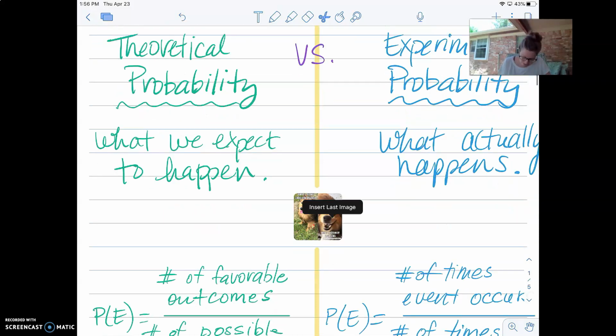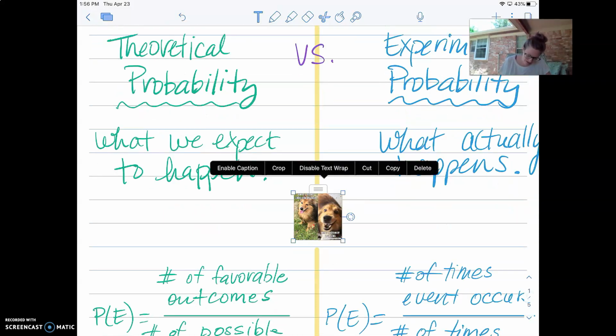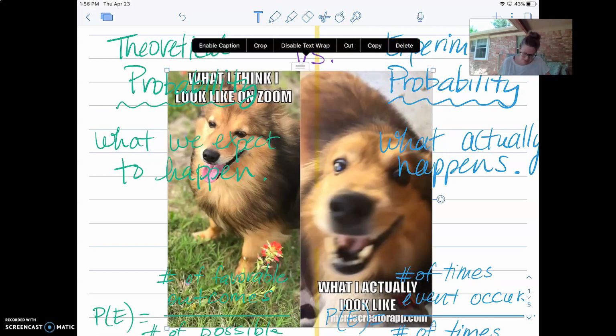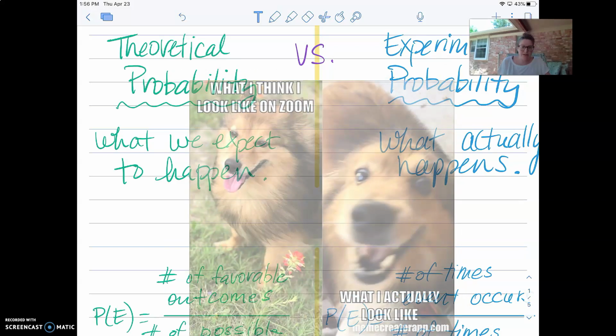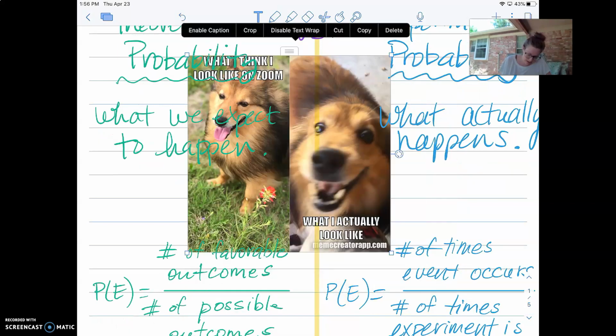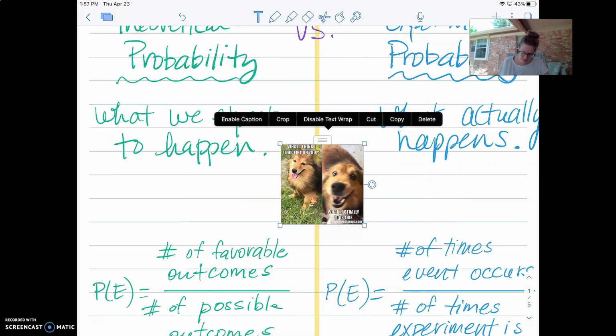I did a thing. You want to see it? I'll show you. Look at this. Let me make it nice and big here. Okay. It says, what I think I look like on Zoom, what I actually look like. That is courtesy of Copper, Lopper, Bopper, who is very cute and psycho. All right, so we're just going to minimize that. Keep that right there for you.